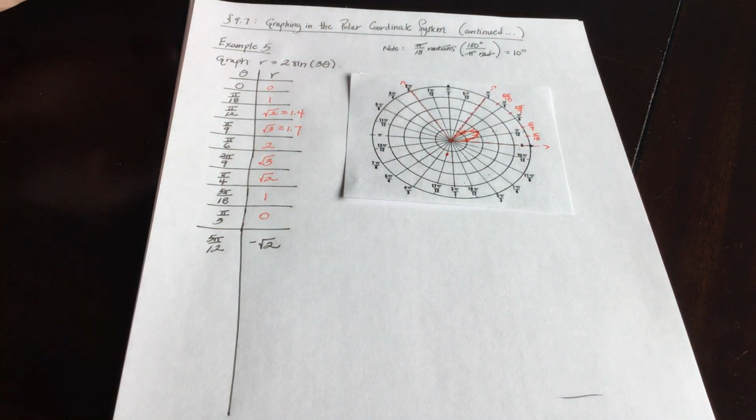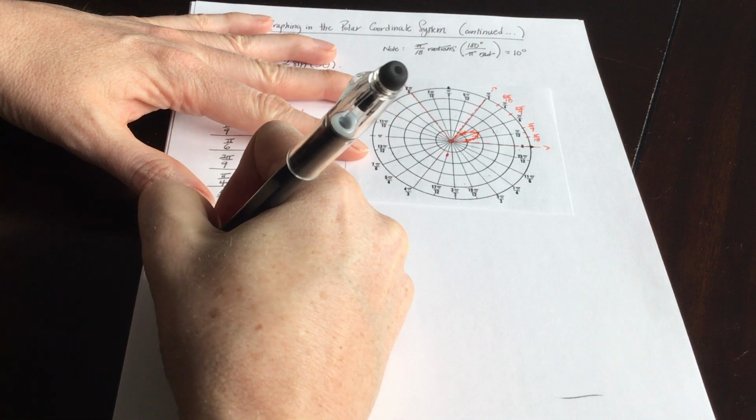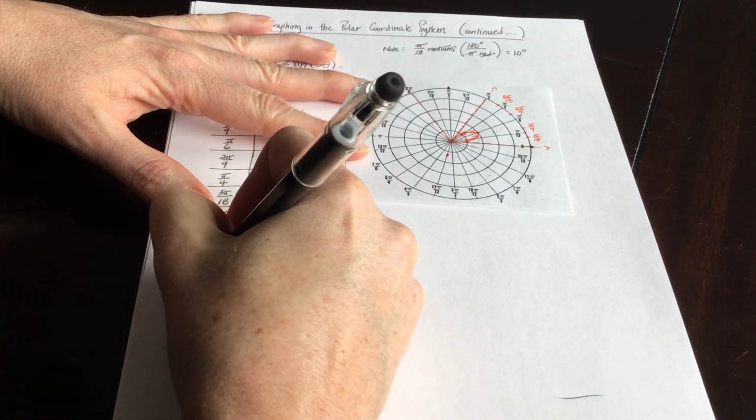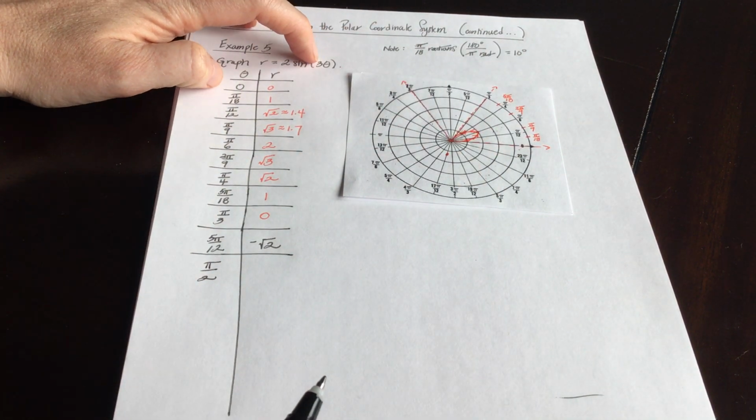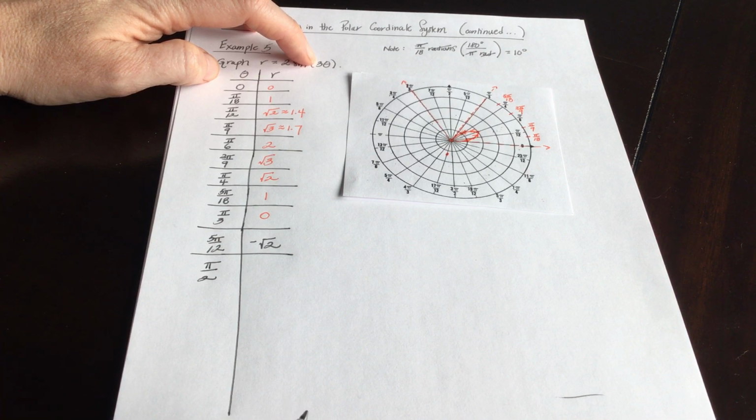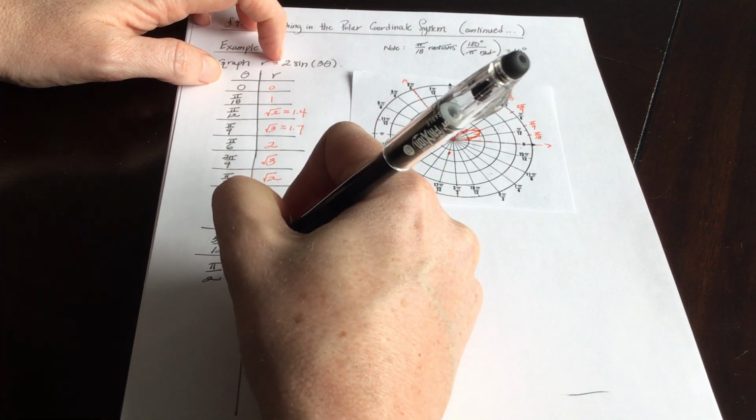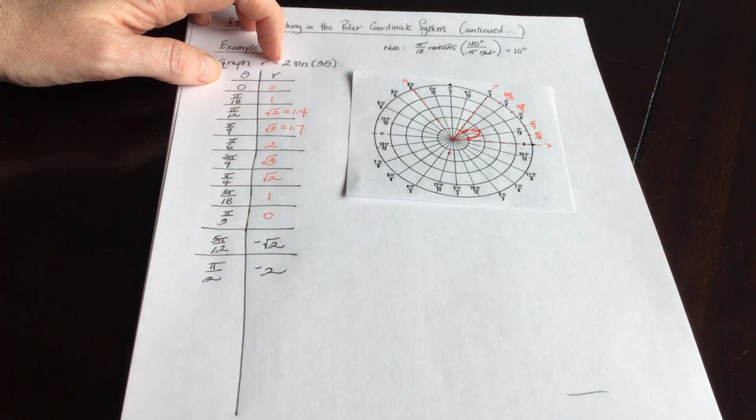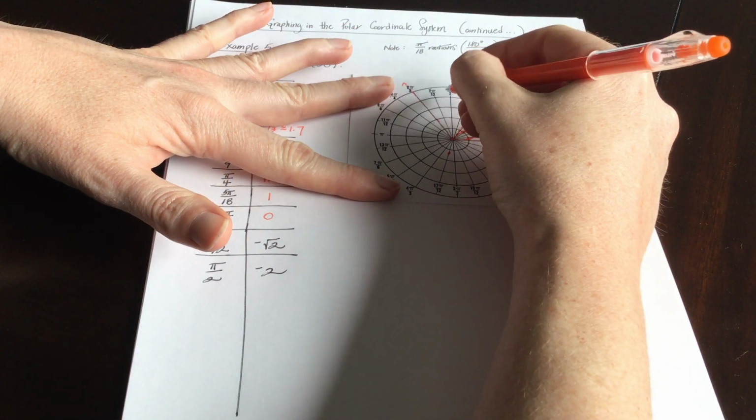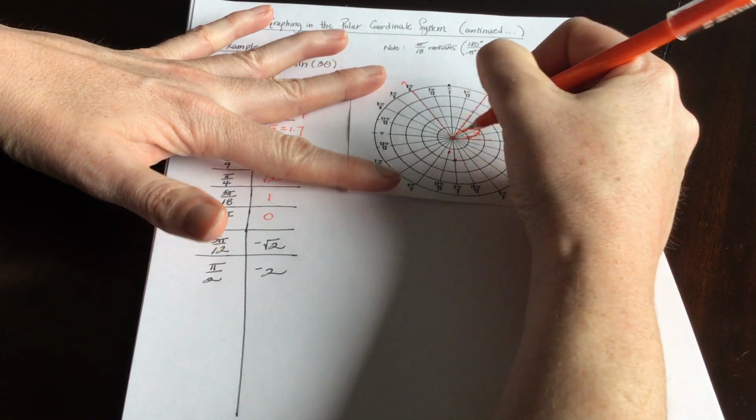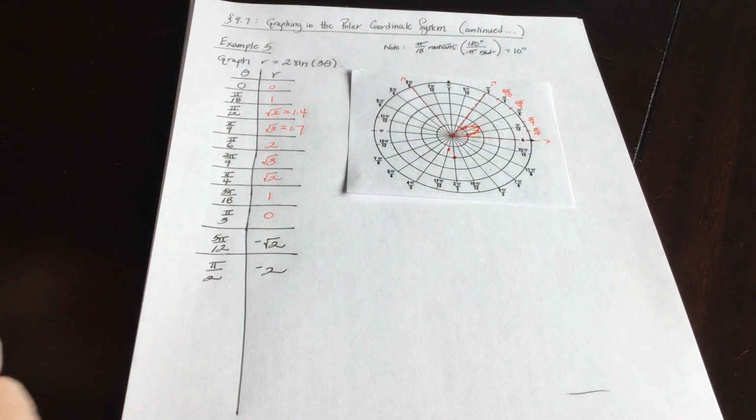Okay, next we're going to put pi over 2 in. Triple it first, you get 3 pi over 2. Take the sine, you get negative 1. Double it, you get negative 2. Okay, so you're facing pi over 2, but you have to go away from it 2 units because of the negative R value.